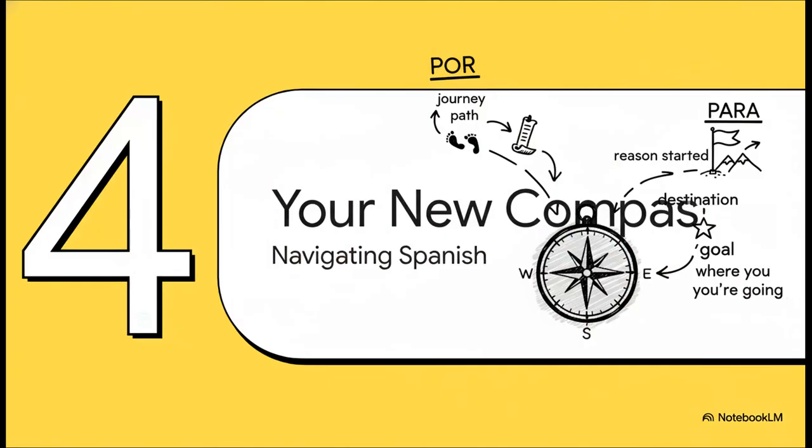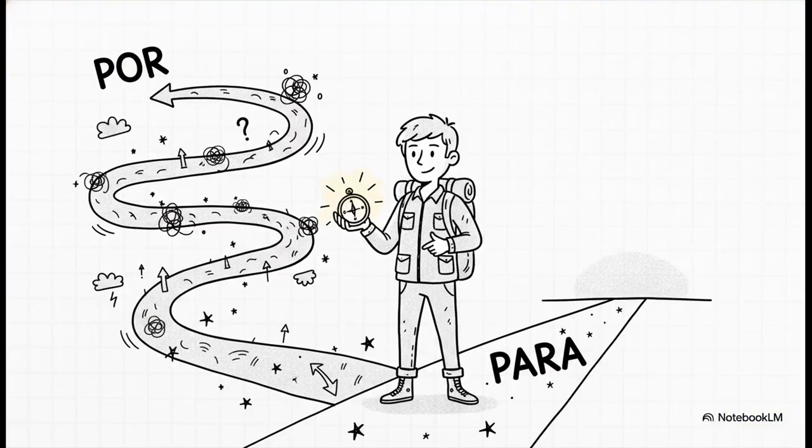So now when you're standing at that crossroads in Spanish, you're not confused anymore. Not at all. You don't see two tricky words. You see a compass, and you have a clear choice. Do you need to talk about the path you're on, the reason you started, the journey? You choose por. Or do you need to talk about where you're going, the goal, the destination? Simple. You choose para.